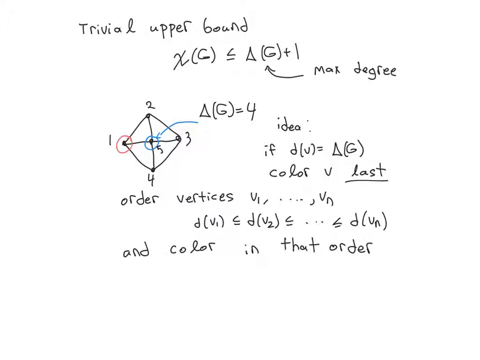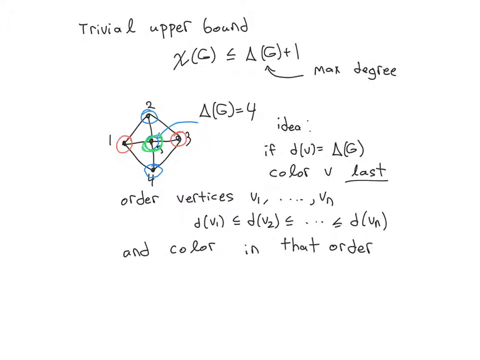So let's say red. And then 2 is attached to a red vertex, so it needs a different color, say blue. And then we see 3 is attached to only a blue vertex, so we can actually color 3 red. And 4 is attached to only red vertices, so we can color it blue. And that leaves us with green on the inside. So in this case, we only needed 3 colors.